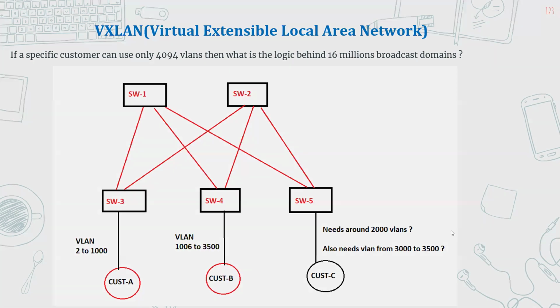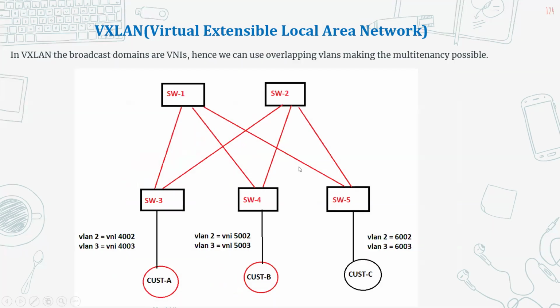So what we will do, we will do a one-to-one mapping. Okay, so for customer A, we say that okay, VLAN 2 is having VNI 4002, VLAN 3 4003, something like that. Okay, so in this example, I took only 2 VLANs. I will show you how the traffic is not going to mix between the customers. So let's say all customer A, B, and C, they want VLAN 2 and 3. Okay, or they are running VLAN 2 and 3.